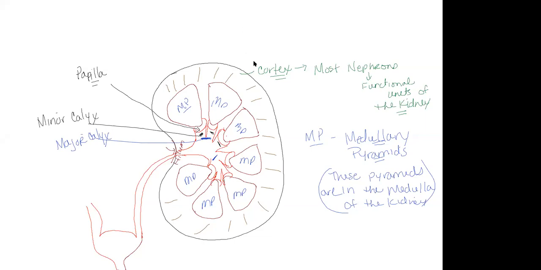The major calyx is then going to meet this part here, and we're going to put RP over here. This is the renal pelvis. And then what's going to happen? Which part was the renal pelvis? Sorry, I was writing. I wasn't looking at the screen. Oh, that's okay. This middle section here is the renal pelvis. Okay. There you go.